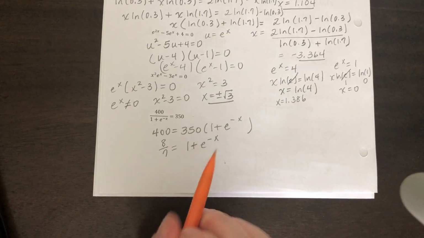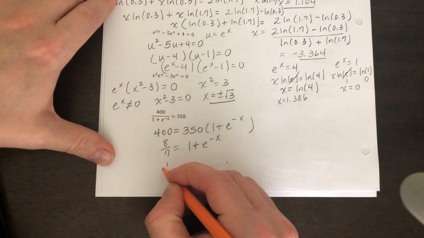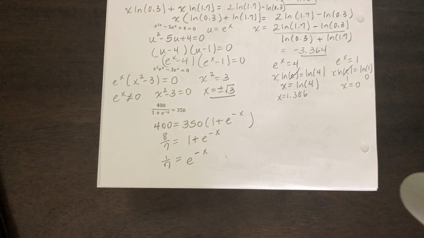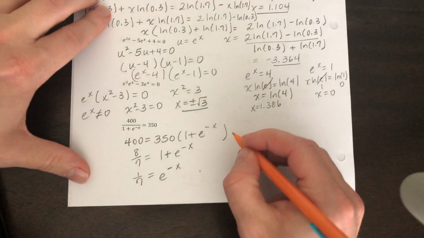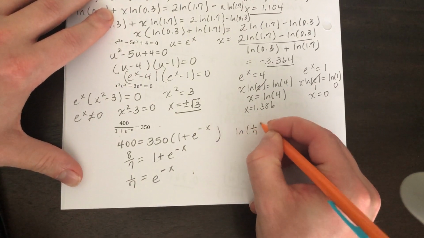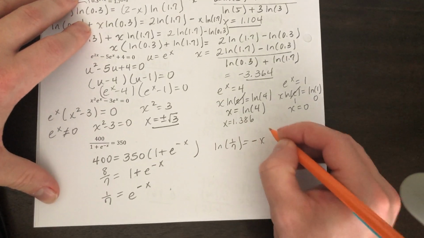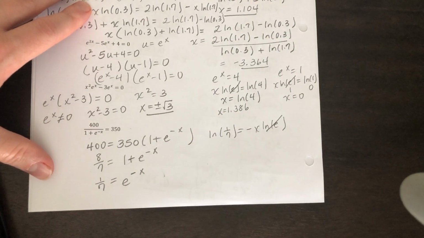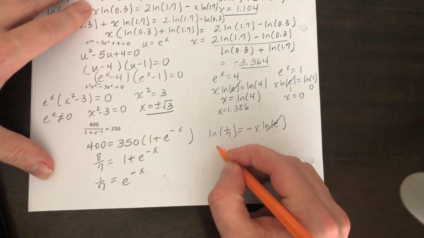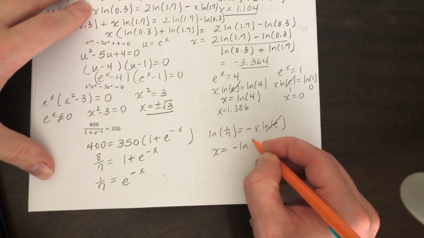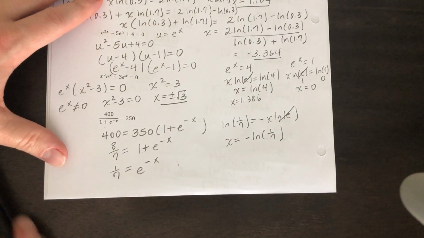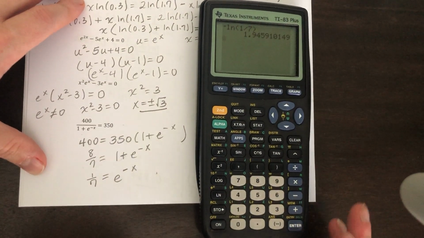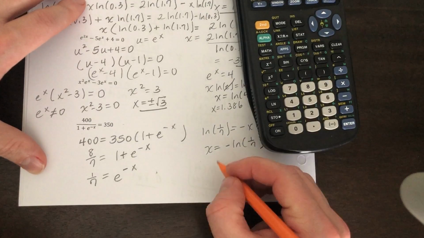And then I'm going to isolate the exponential, so I'm going to subtract 1. So I get 1/7 is equal to e to the negative x. Now, to solve for the exponent, I'm going to natural log both sides. So I get natural log of 1/7 is equal to negative x natural log of e. Okay, natural log of e is 1. And I'm going to solve, and so x comes out to be a negative natural log of 1/7. And I'm going to put that in the calculator. Okay, it's 1.946.